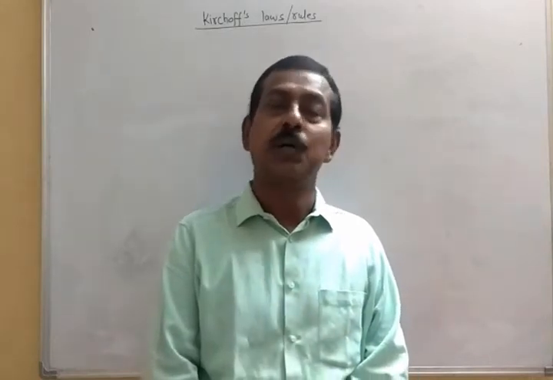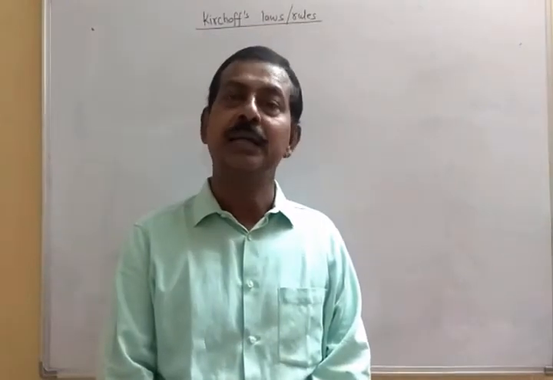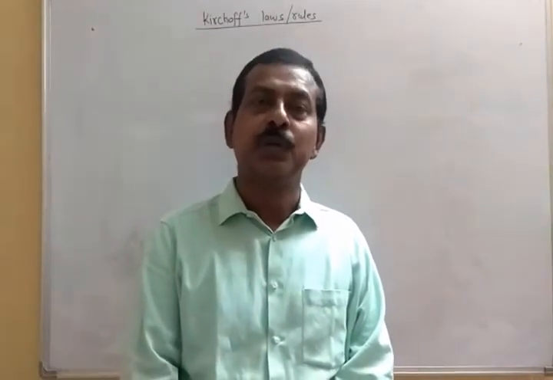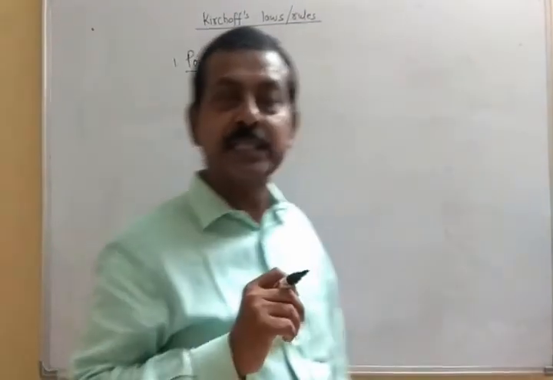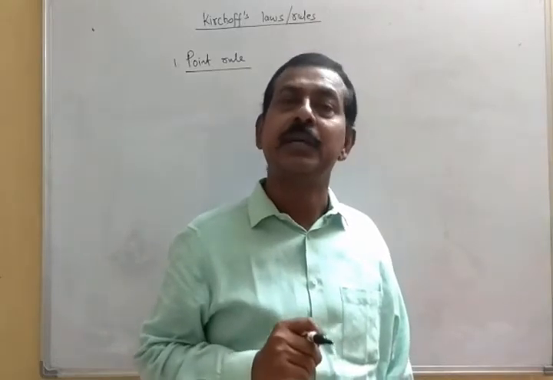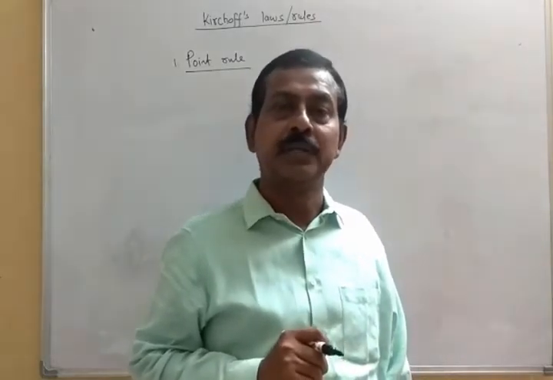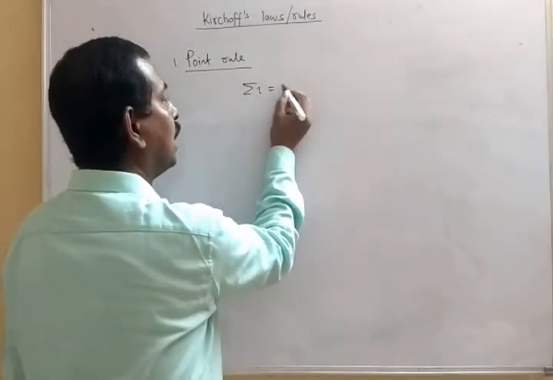Kirchhoff's rules are two. One is called the point rule and the other is the loop rule. So let's discuss these one by one. The point rule says the algebraic sum of the currents meeting at a point is zero. That means mathematically we can write this as summation I equals 0.